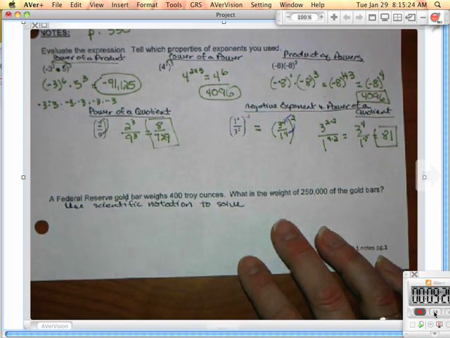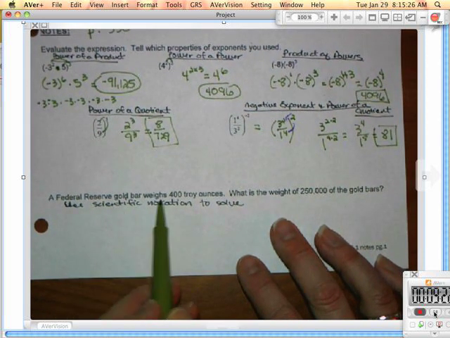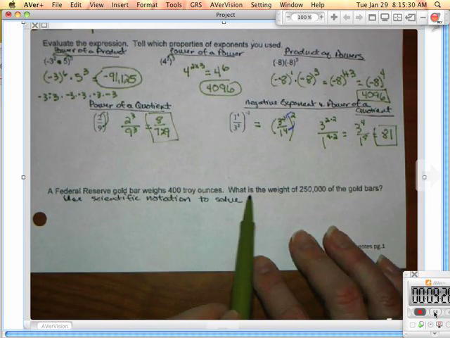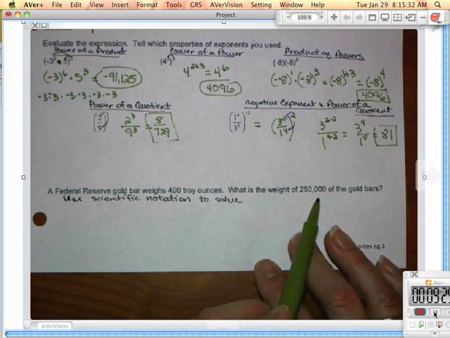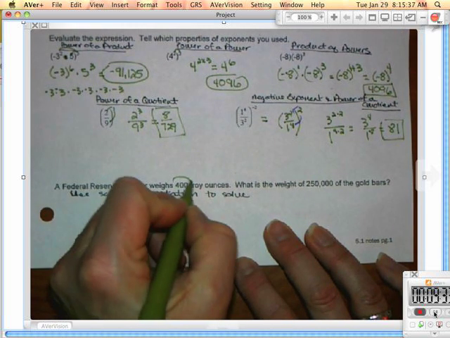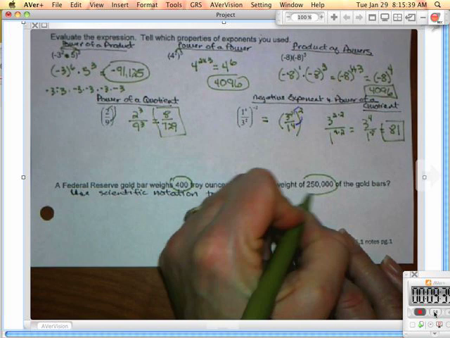So this says a Federal Reserve gold bar weighs 400 troy ounces. Never heard of that before, but that's okay. What is the weight of 250,000 of the gold bars? I want you to use scientific notation. So we have to write this in scientific notation and this in scientific notation.